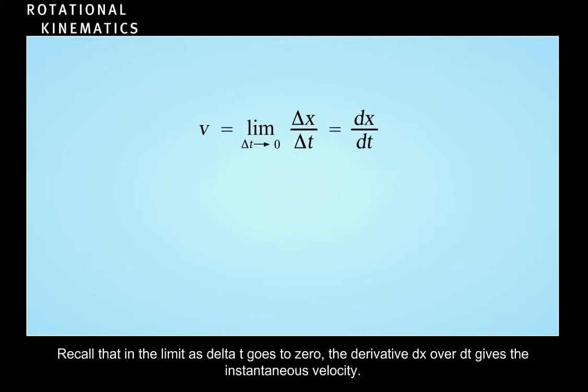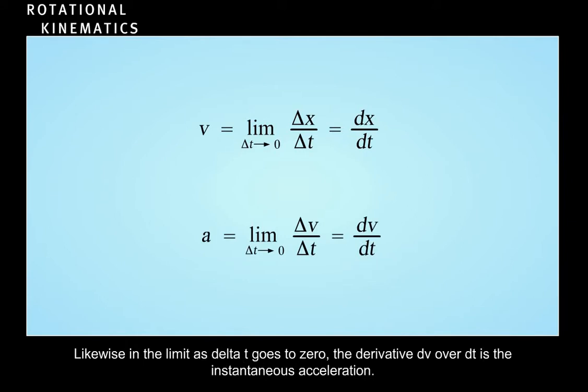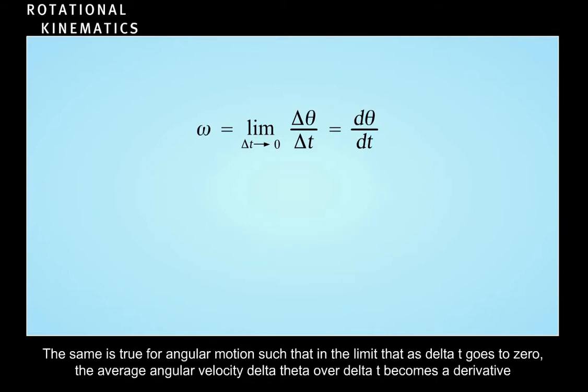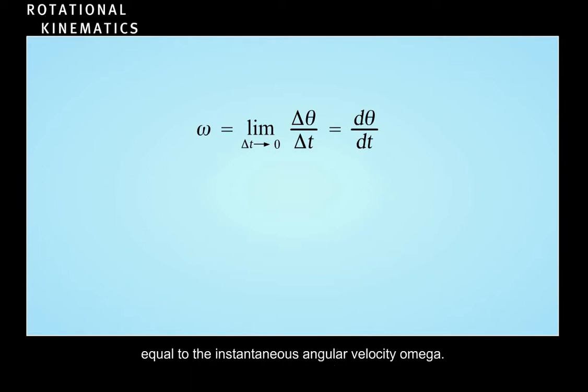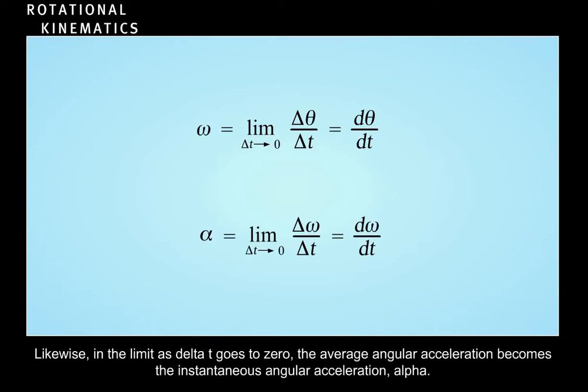Recall that in the limit as delta t goes to 0, the derivative dx over dt gives the instantaneous velocity. Likewise, in the limit as delta t goes to 0, the derivative dv over dt is the instantaneous acceleration. The same is true for angular motion, such that in the limit as delta t goes to 0, the average angular velocity delta theta over delta t becomes a derivative equal to the instantaneous angular velocity omega. Likewise, in the limit as delta t goes to 0, the average angular acceleration becomes the instantaneous angular acceleration alpha.